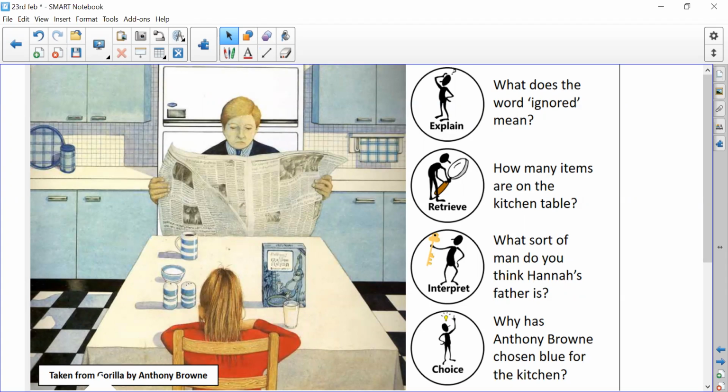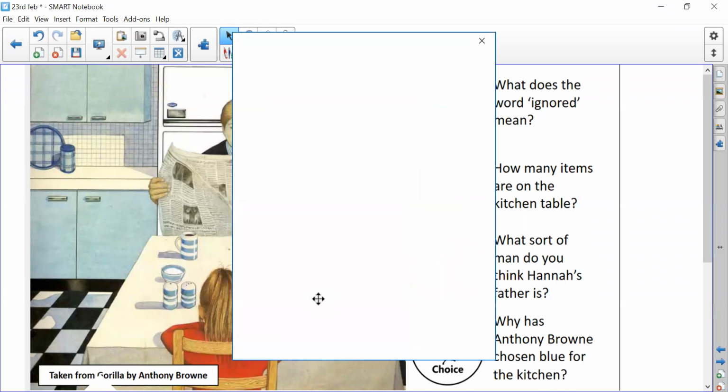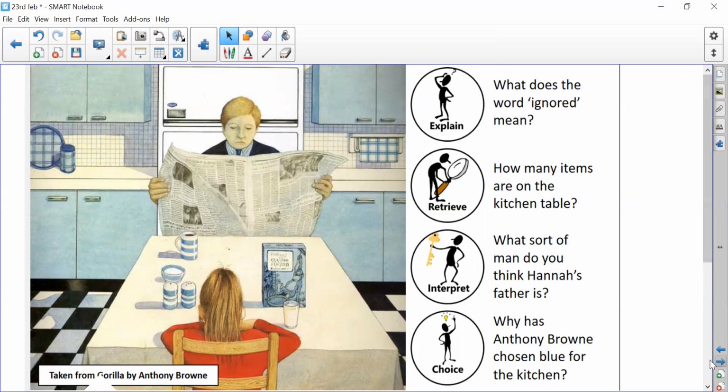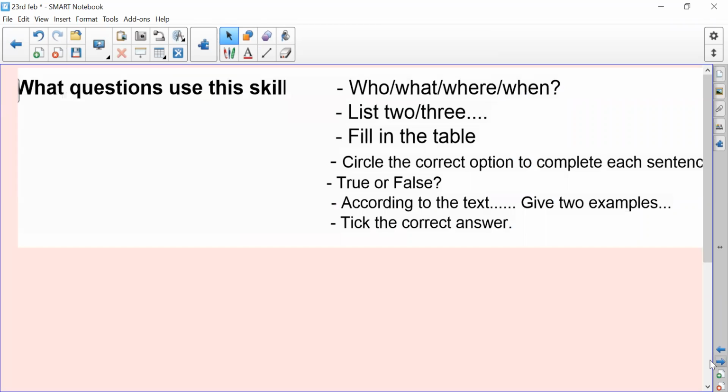For this one, because it's a picture, this is taken from a book called Gorilla by Anthony Brown. How many items are on the kitchen table? We are retrieving that information, so we are just counting. There's 1, 2, 3, 4, 5, 6. What can we actually see? The girl may have something in front of her, but we're not interpreting, so we are just retrieving. There are definitely 6 items. That would be our answer for the picture.